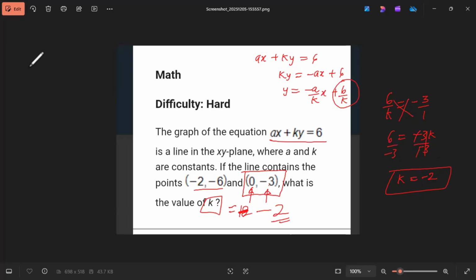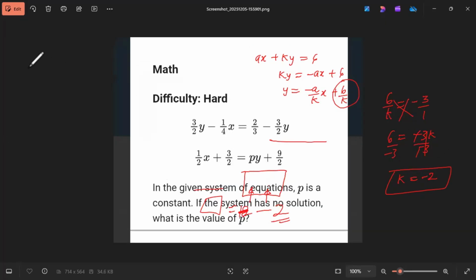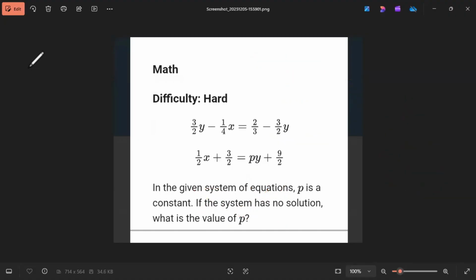All right, let's go to the very last question for today's class. Yeah, this is the 6th question for today's class, question 6. So it says this is a system of equations. P is a constant, and this system has no solution. Take note, this is a system. When you have more than one equation, we call it a system. When a system has no solution, what does it mean?